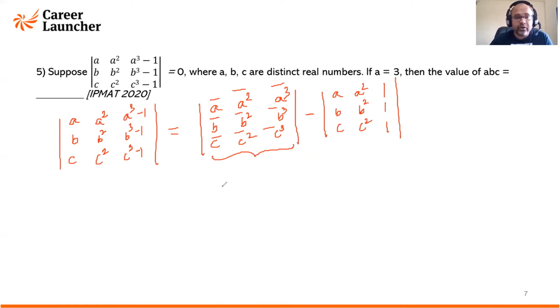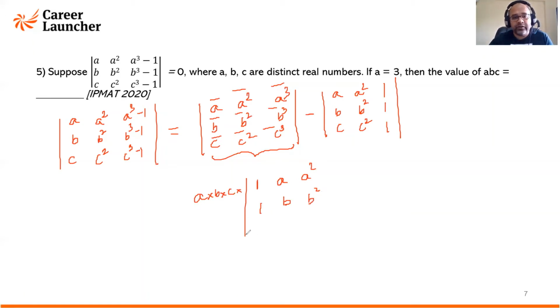Similarly, from the second row, I can take out B common, and from the third row, I can take out C common. So my A, B, and C will come out, and my determinant will become: first row, A is gone, which means 1A is gone. So 1, A, A square. From the second row, 1B is gone. So that is 1, B, and B square. All this we discussed in the matrix determinant property.